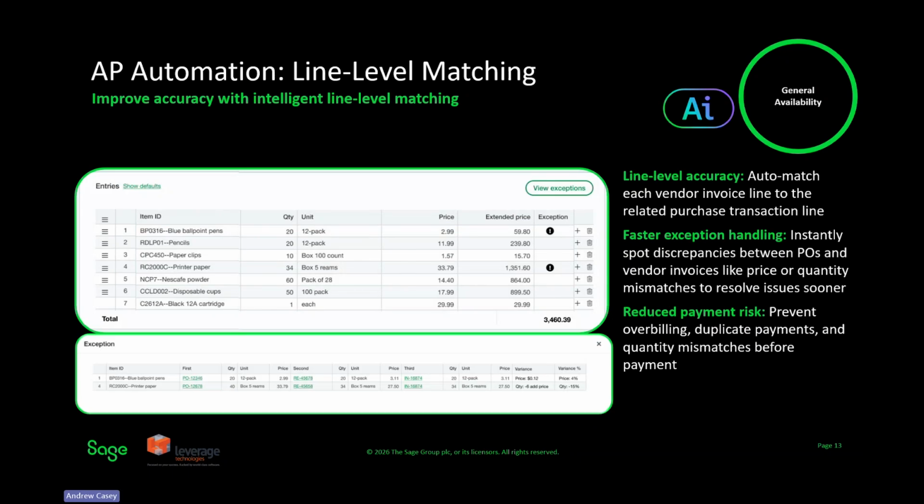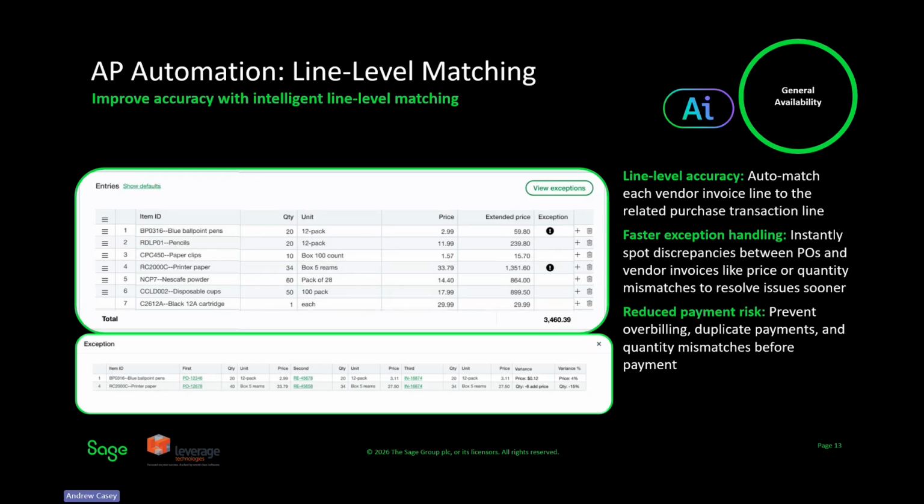For those of you already using AP automation, Sage is now using AI to help you match those vendor invoices with more precision. It's automatically matching each invoice line to the corresponding purchase order and receipt line. So it's gone to line by line instead of header level. So you can confirm what you're paying for and what you received.